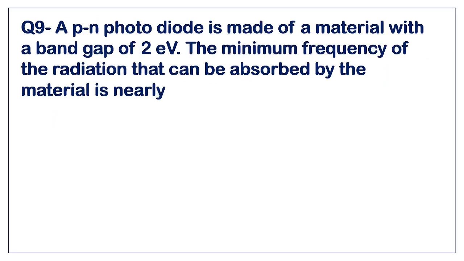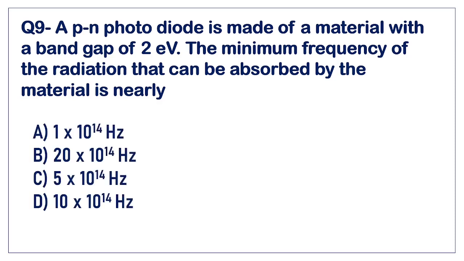Question number 9 says that a PN photodiode is made of a material with a band gap of 2 electron volt. The minimum frequency of the radiation that can be absorbed by the material is nearly how much? The options are 1 into 10 to the power of 14 hertz, 20 into 10 to the power of 14 hertz, 5 into 10 to the power of 14 hertz, 10 into 10 to the power of 14 hertz. So here we know that our band gap energy is 2 electron volt, so Eg is equal to 2 electron volt.